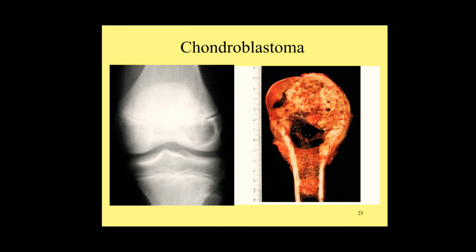Coming to the chondroblastoma, this is again a well circumscribed lesion, mostly occurring in the epiphysis of the long bones, the ends of the long bone, mostly concentrated on the distal end of the femur and the proximal end of the tibia. It can also occur in the pelvis, ribs and scapula.